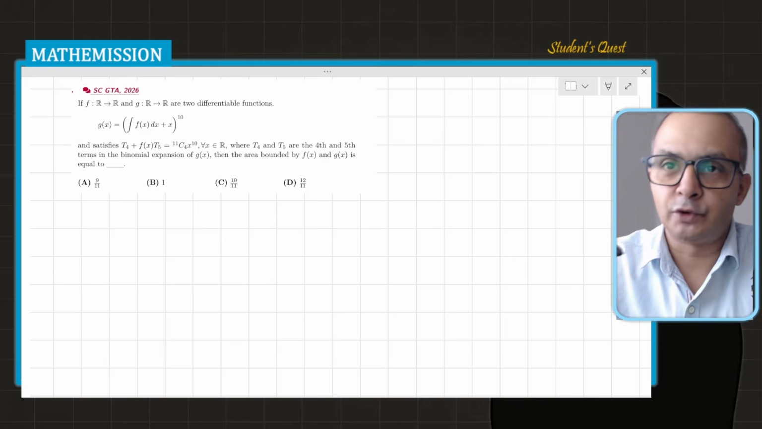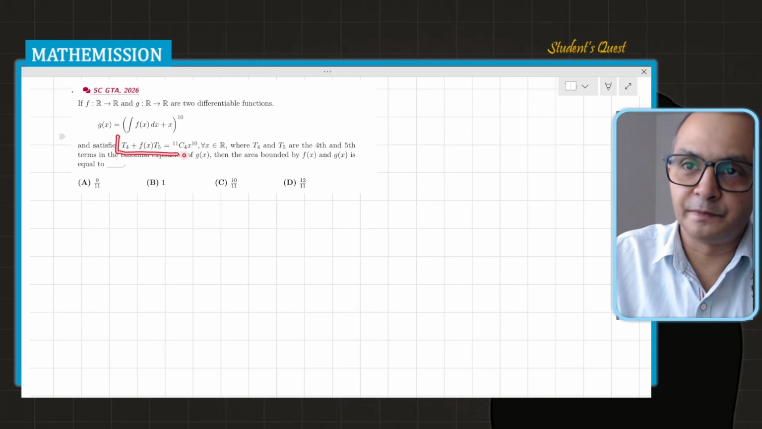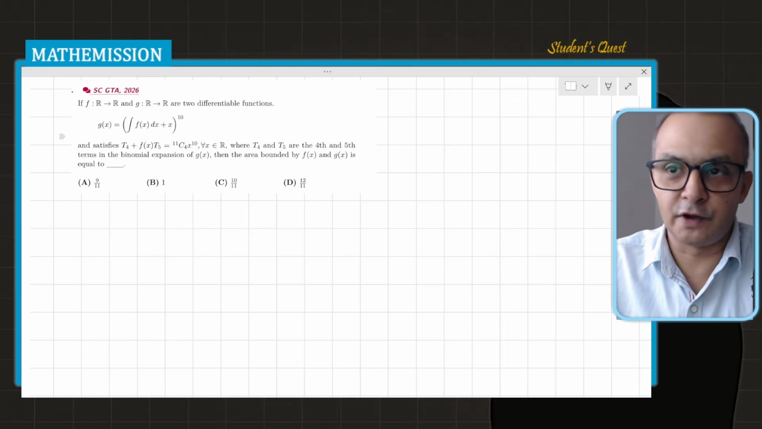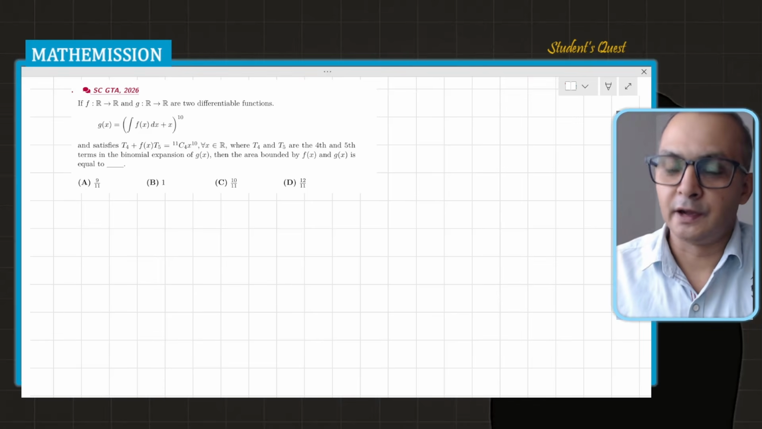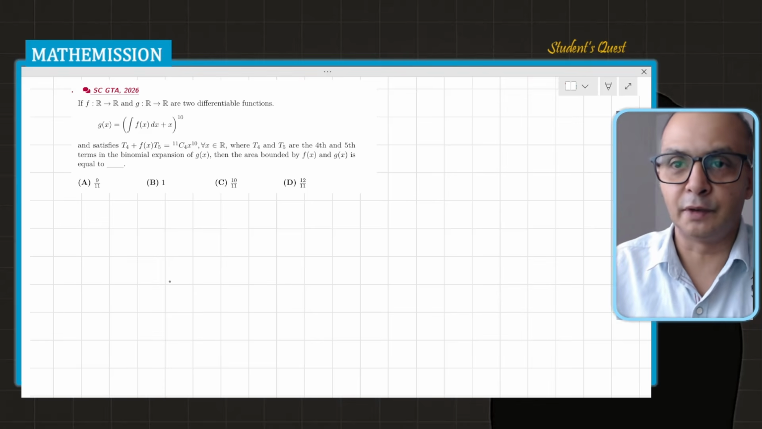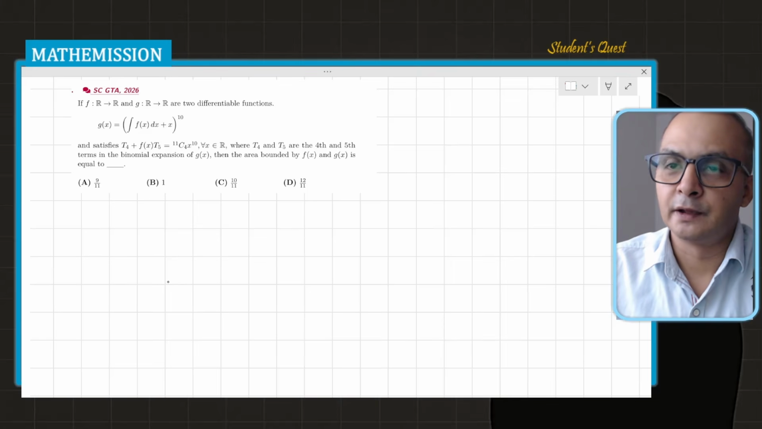So what we have to do is use this relation, and after that we will identify what the function f(x) is and what the function g(x) is. After identification of the functions, we have to find the area. We'll use the area bounded by the curves technique, and we will do it.